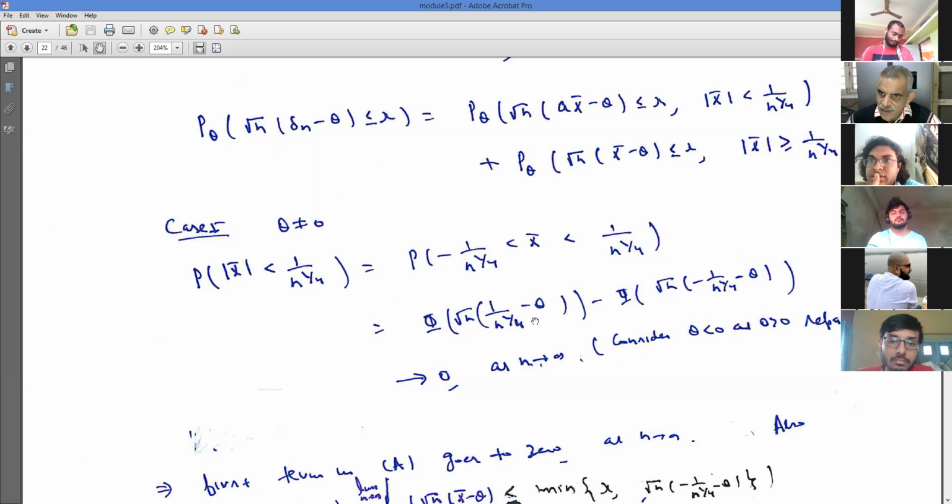For theta greater than 0, it should go to minus infinity. Then minus infinity is 0. This also goes to this thing, so this is also 0. In either case, it is 0. So it is going to 0.